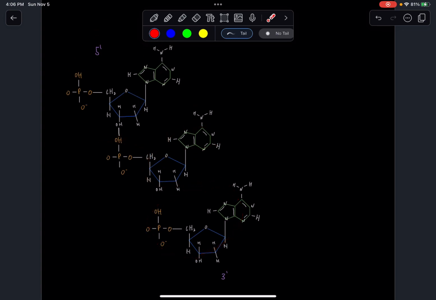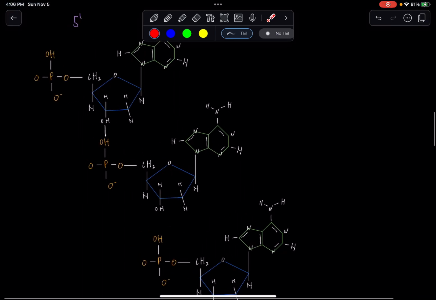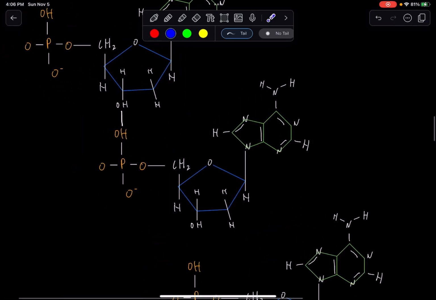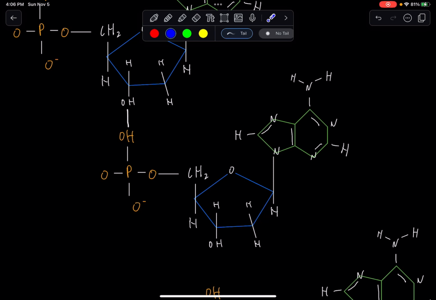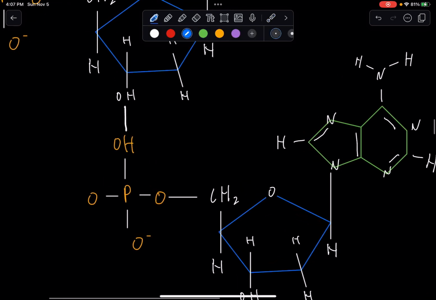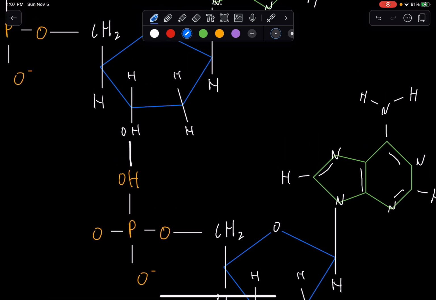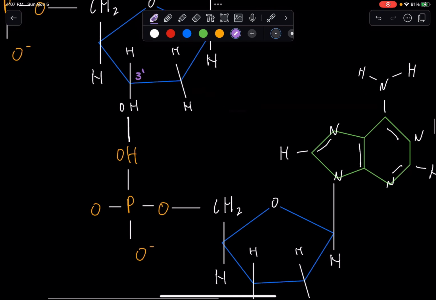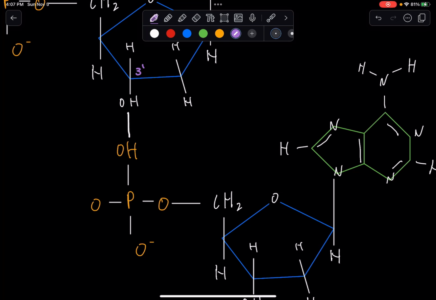Now, the way they connect is through hydrogen bonds, and a hydrogen bond is just a connection made with water. So, as we see here, there is a connection in 3 prime, and there will always be a connection at 3 prime when you connect DNA. So, if we are trying to create water, we are going to lose water in order to connect this and this.